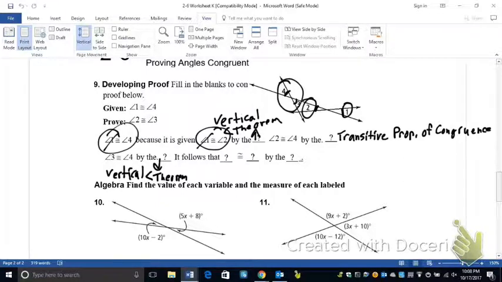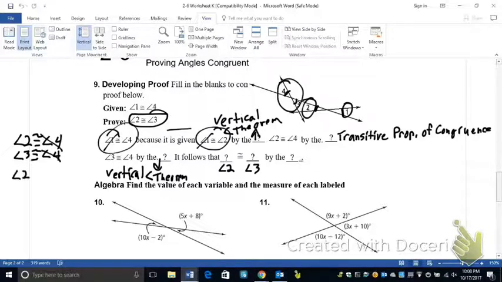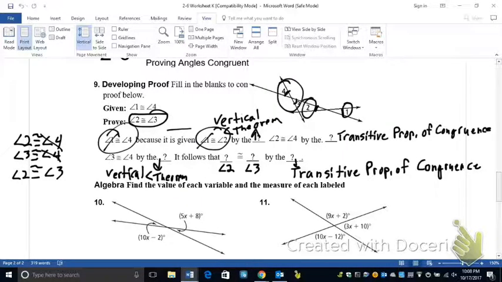So now we're down to our last step. And as we went over yesterday, our last step should always be what we're trying to prove. Here, we're trying to prove angle 2 is congruent to angle 3. And why is that? Well, here we have 2 is congruent to 4. 3 is also congruent to 4. So that means that 2 is congruent to 3. And that again is the transitive property of congruence.